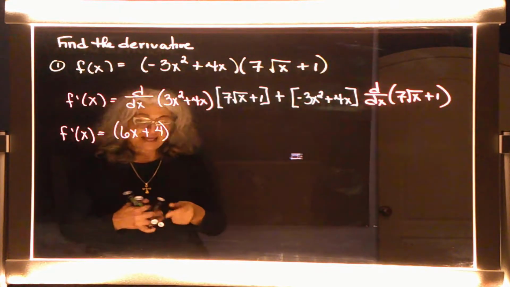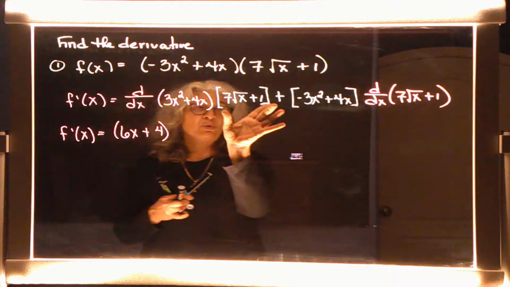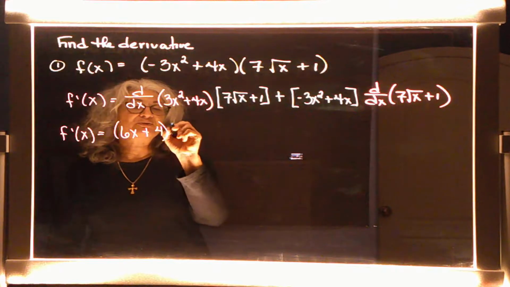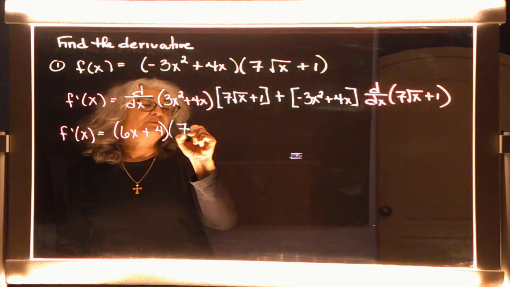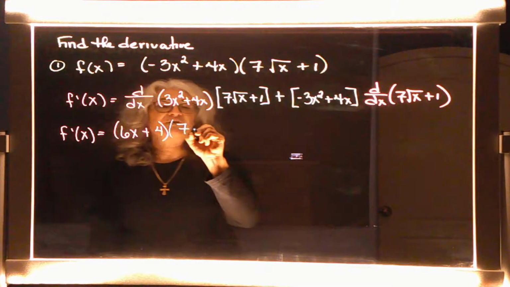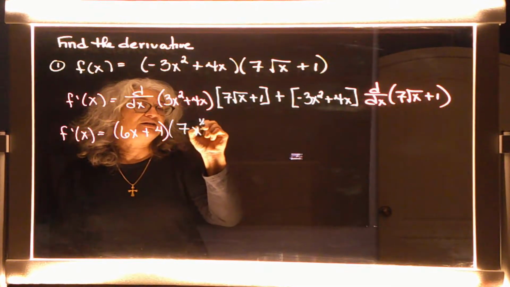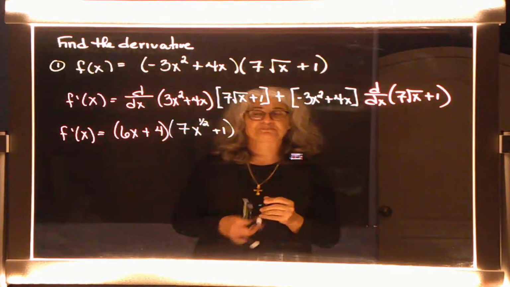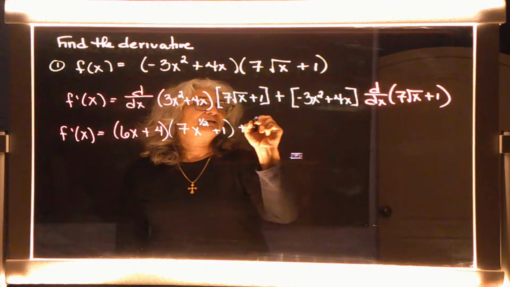All right. Now, this second one here, I'm not taking the derivative of it. So I'm just going to write it down. Now, I'm going to be honest with you. I am going to rewrite the square root of x as x to the power of, that's right, 1/2. Good? Okay. Add to it.